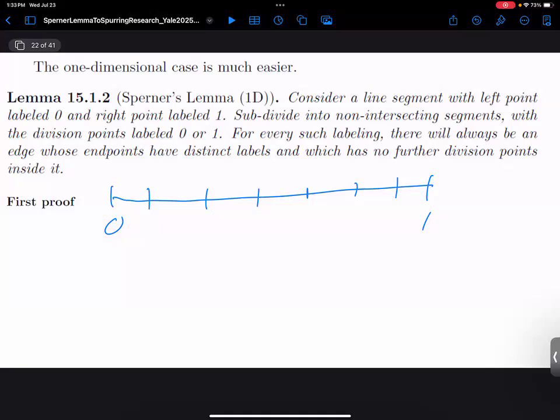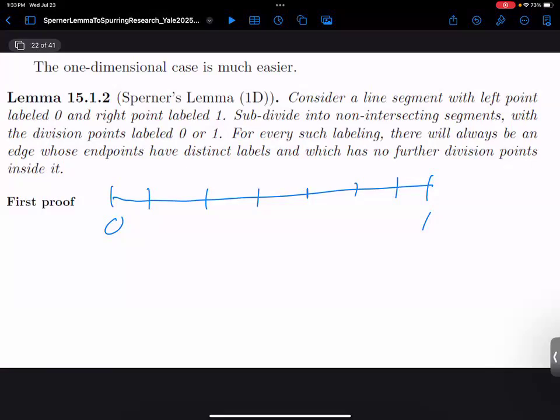After succeeding on the triangle, what will we do next? Yeah, 3 dimensions, the tetrahedron, right? And so let's look at Sperner's lemma on the line. So I label the left 0, I label the right 1, and everything in between is either a 0 or 1. And I claim there has to be at least one segment labeled 0, 1 or 1, 0.